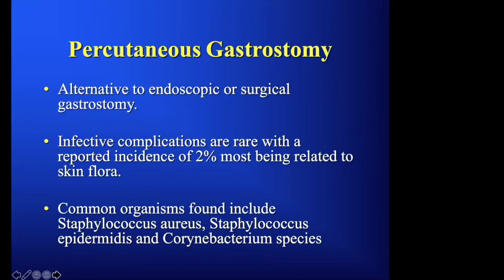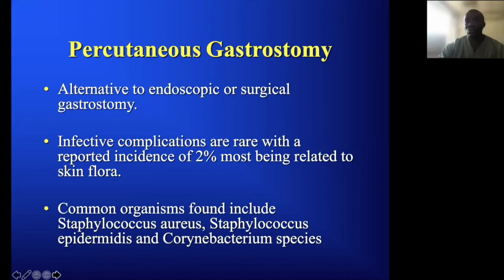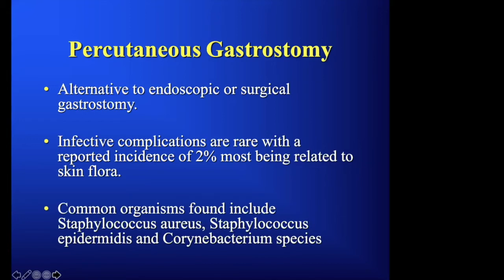We can start with percutaneous gastrostomy, which has been an alternative to endoscopic or surgically placed gastrostomies. Infective complications due to this procedure are rare, with an incidence reported at 2%, most being related to skin flora. Common organisms are those you find on the skin, like Staphylococcus aureus, Staphylococcus epidermidis, and Corynebacterium species.